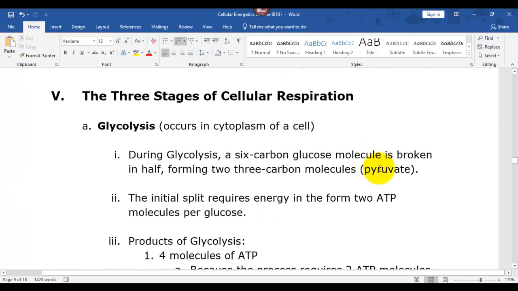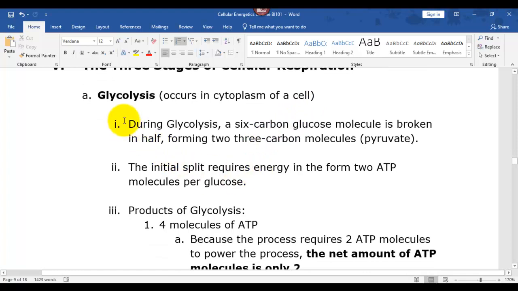Okay, so the very first stage, well, there's 3 stages of cell respiration. Got to remember, this one occurs in the cytoplasm of a cell. So the kind of vacant area in a cell, it's not inside a little organelle. It just occurs in the jelly part of a cell. It's called glycolysis. Glyco refers to glucose / glycogen. Lysis means to dissolve. So you're breaking down glucose.